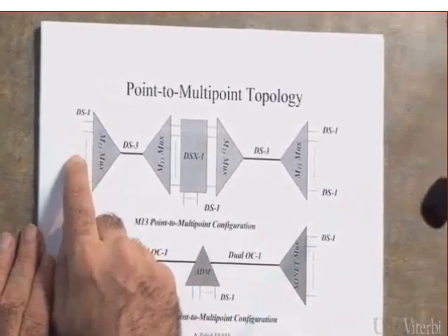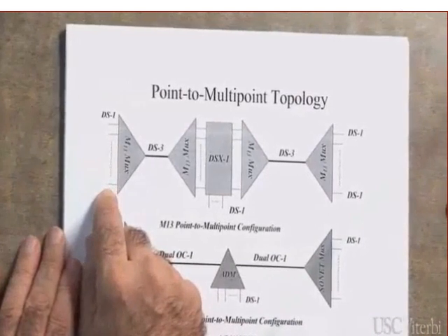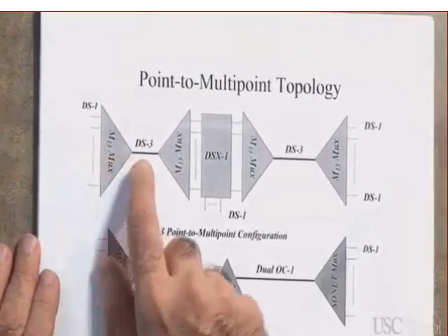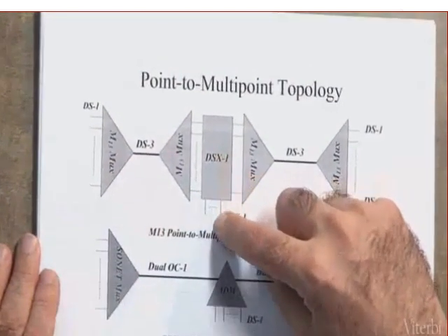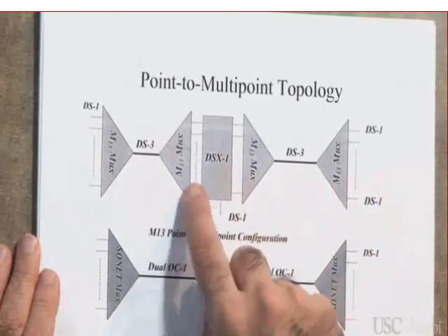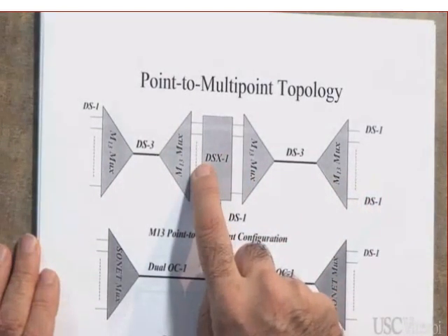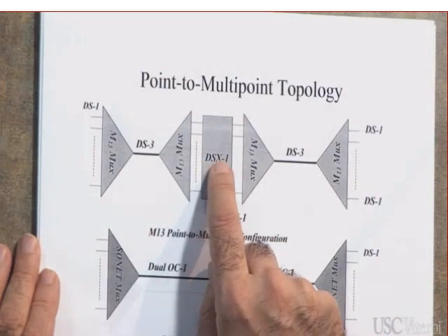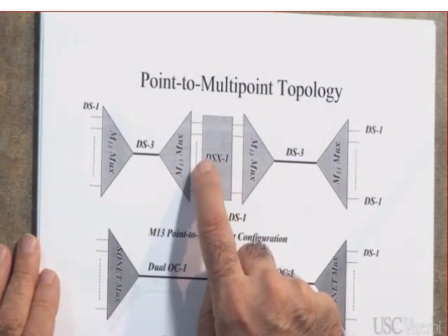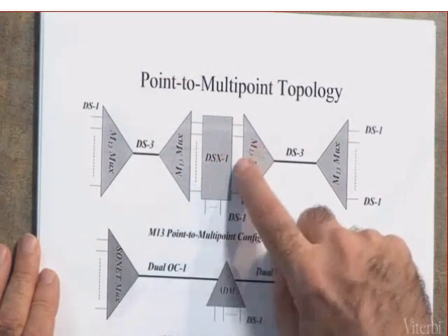Several digital signals in here are multiplexed. Demultiplex, some of them are going to be switched. DSX stands for digital cross connect. They call it DSX, digital cross connect, level 1.